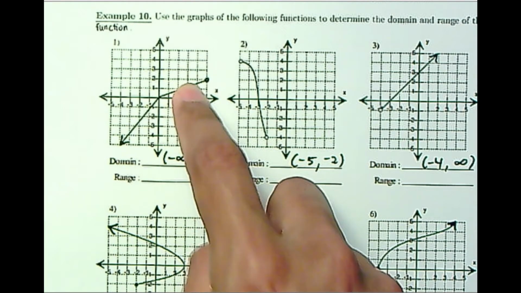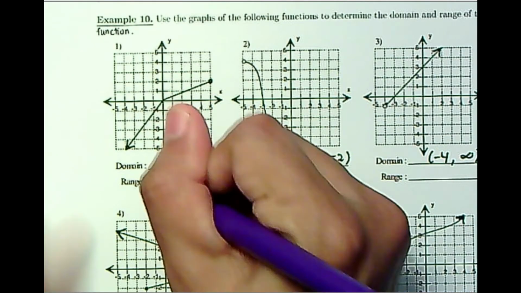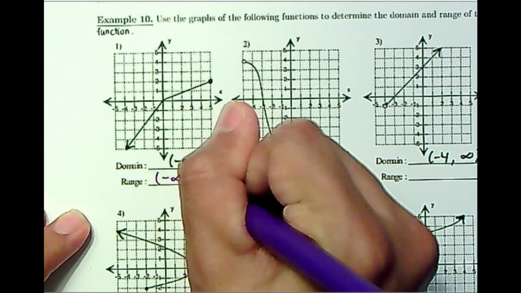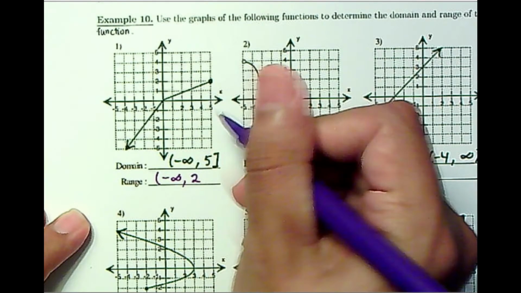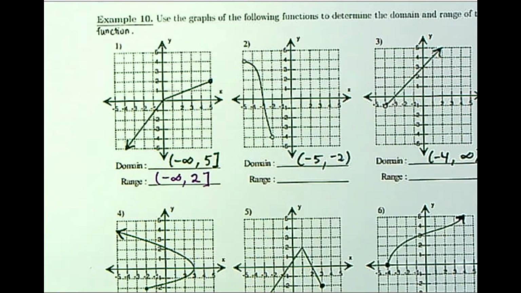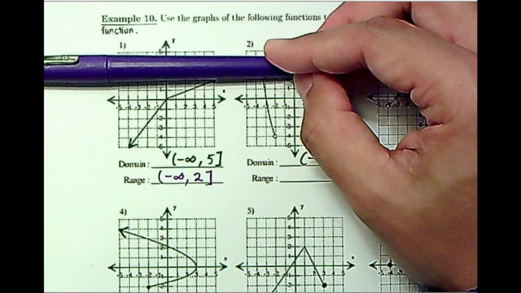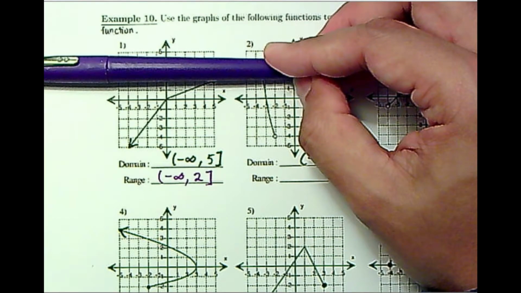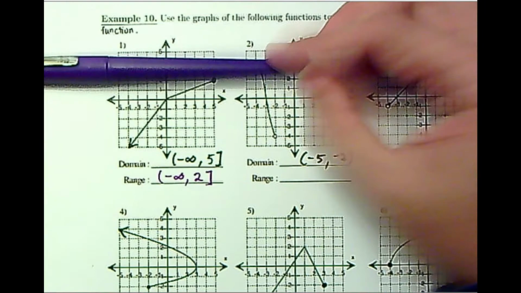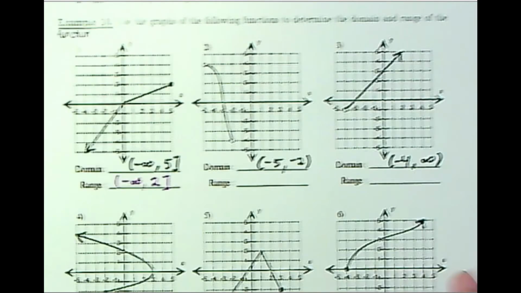So that means the range of this one is from minus infinity to 2. And remember that this one is filled in, so that means the 2 should be included. Minus infinity to 2. That is the vertical span of that graph. The highest it reaches is 2, and it goes all the way down to minus infinity. Minus infinity to 2.